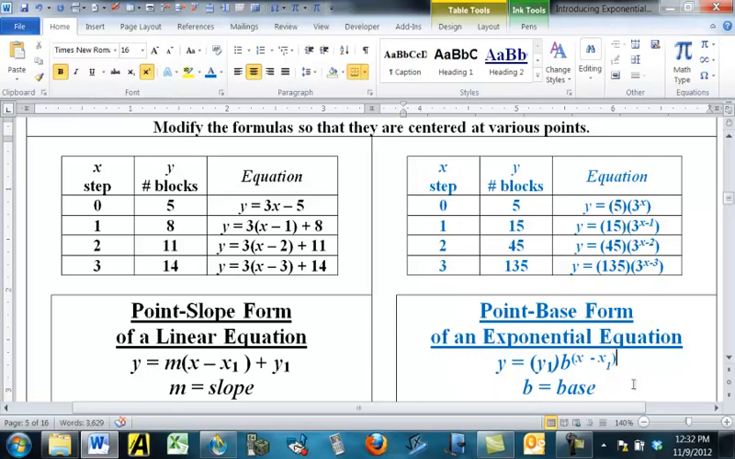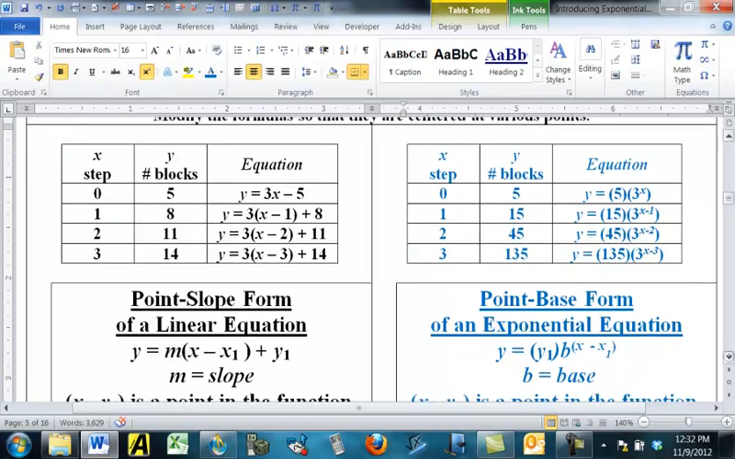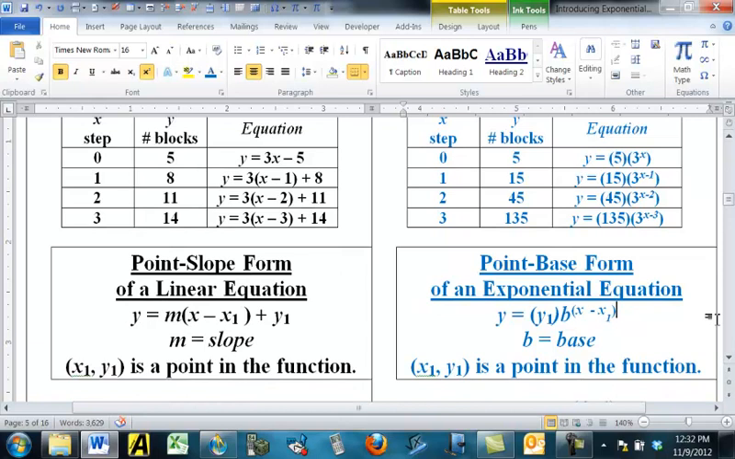All right, so there's our basic formula. Again, b is the base this time, and again, x1, y1 is a point on the function. So let's check this out. For example, if we want to center this at 1, 15, we would write y equals 15 times 3 to the power x minus 1.